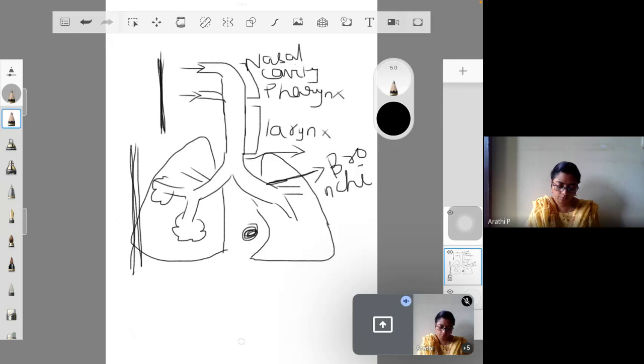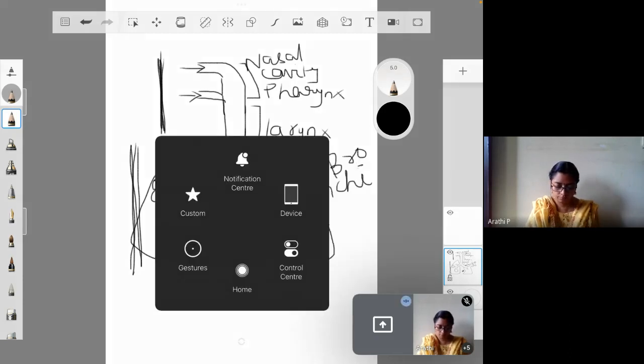So this is how the lungs look like. Lower respiratory tract and upper respiratory tract. Okay. Now I'll show you the actual picture.